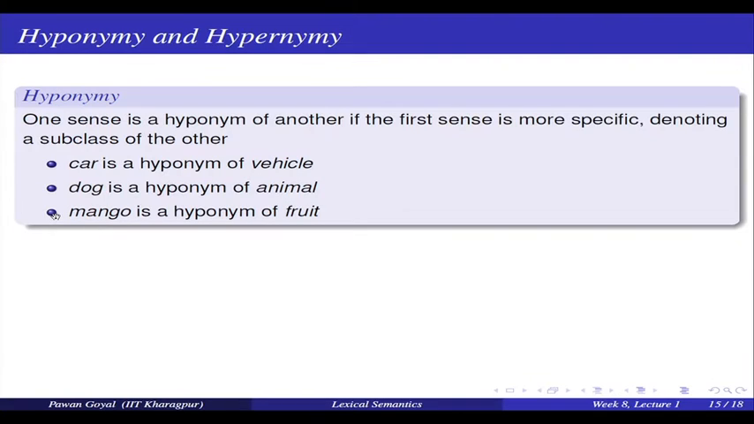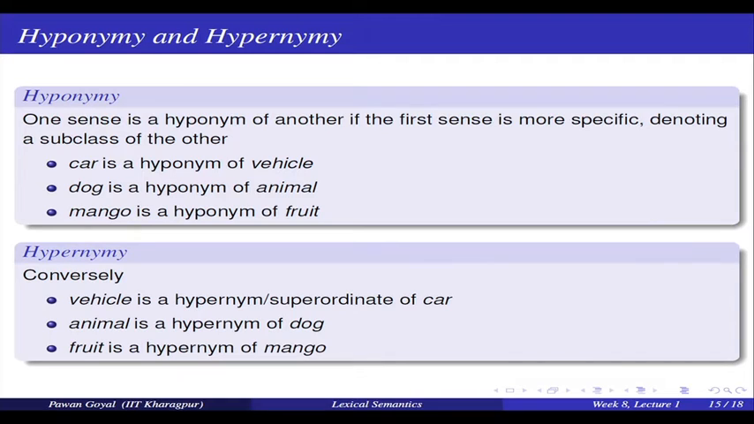Similarly, dog is a subclass of animal. So, we say dog is a hyponym of animal, and mango is a hyponym of fruit because mango is a type of fruit. Now, just the other way around, the relation would be called hypernym. So, I say mango is a type of fruit, so fruit is a superclass. So, mango is a hyponym of fruit and fruit is a hypernym of mango.